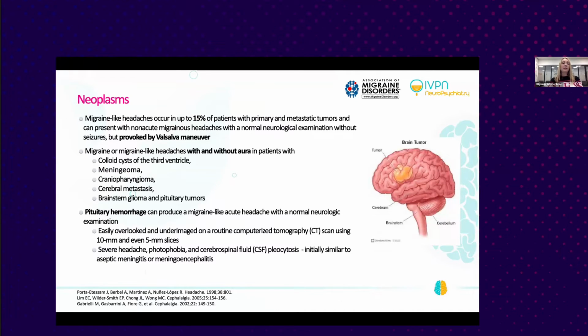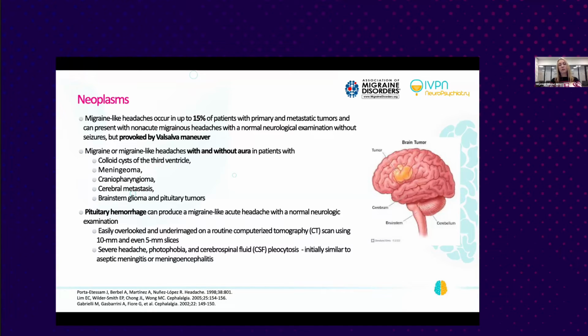The next thing that we're going to be talking about are the neoplasms or mass lesions that occur inside the head. And usually the migraines are present in about 15% of the cases. They could present either as migraines with or without an aura. And we could be talking about colloid cysts, meningiomas, craniopharyngiomas, cerebral metastases, brainstem or brain gliomas, and pituitary tumors.